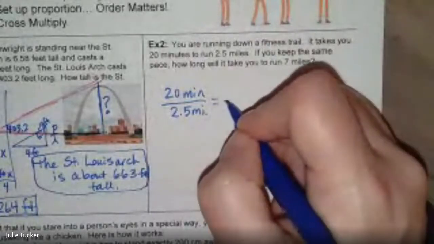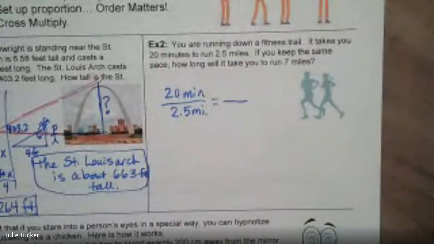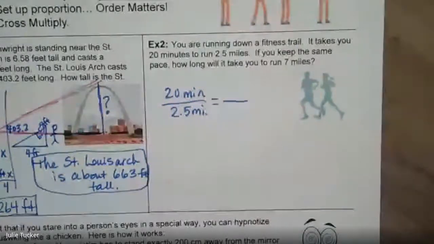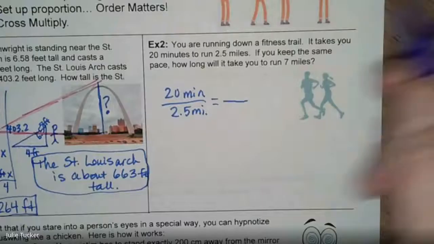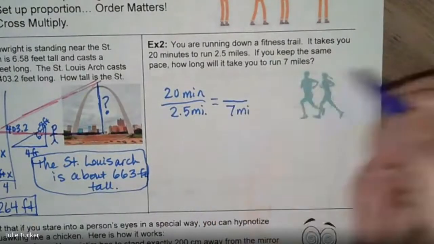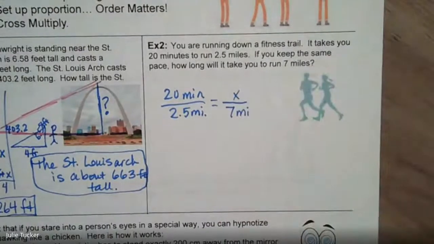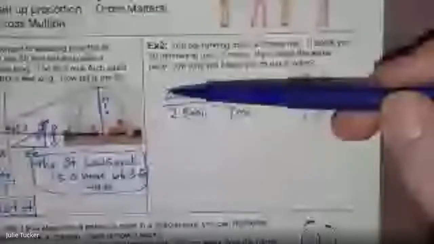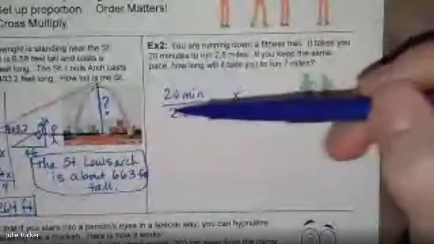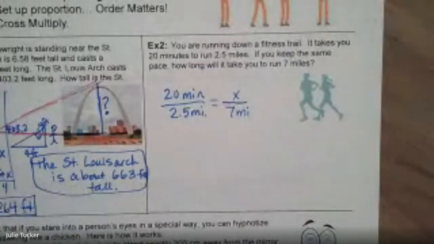Now, if I'm going to make another ratio, where do I need to put the 7 miles? Good. All right. Now, I could have written this a different way. I could have written a ratio that put the 2 times together and another ratio that put the 2 distances together. I just think that this way makes a lot of sense. It's this much time for this distance. It's X time for that.